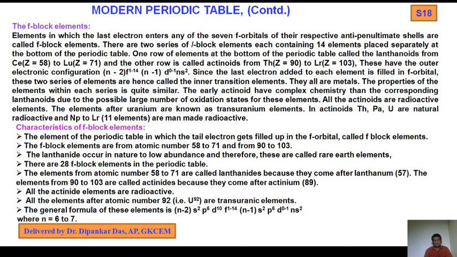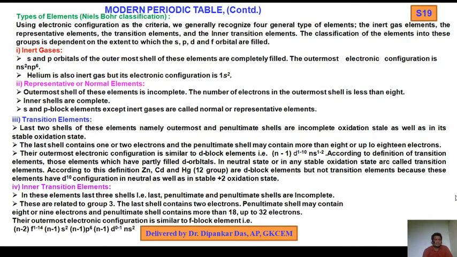So I have discussed all four blocks of elements of the modern periodic table, that is s block, p block, d block and f block elements. Next we move on to types of elements. We already discussed a little bit: representative elements, inert gas elements, transition elements and inner transition elements. But in this case we can discuss broadly which elements are called transition elements and which are called inert gas elements. So first, types of elements.